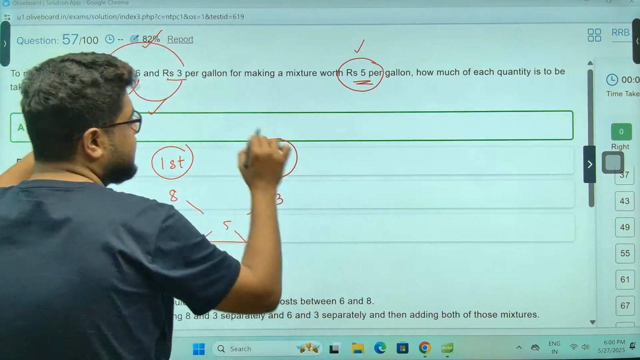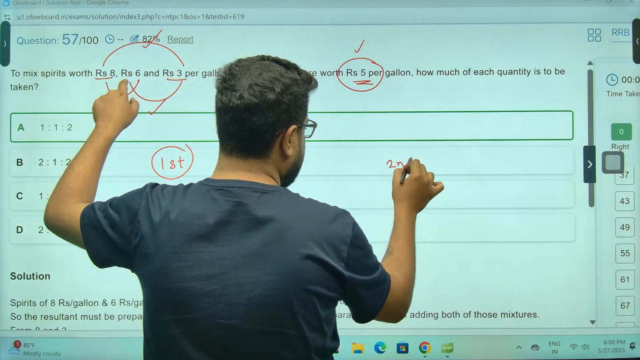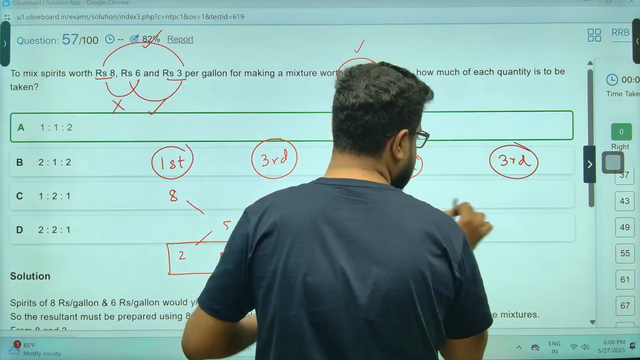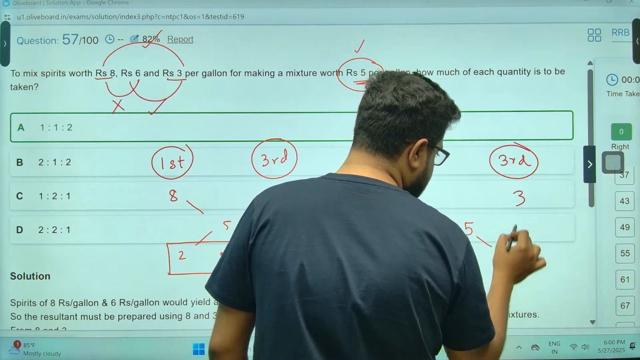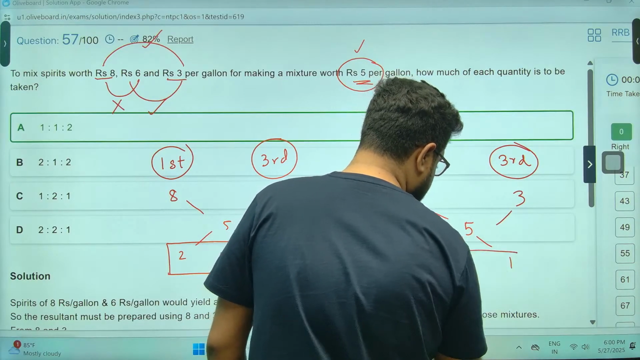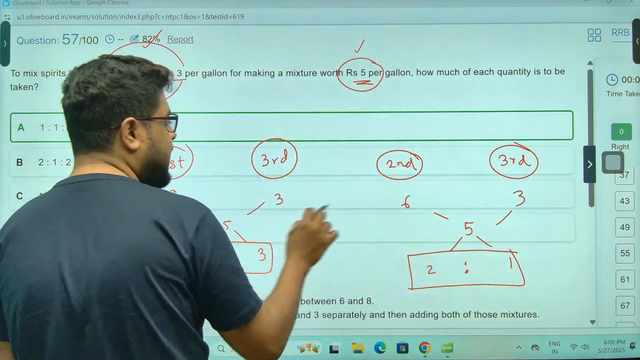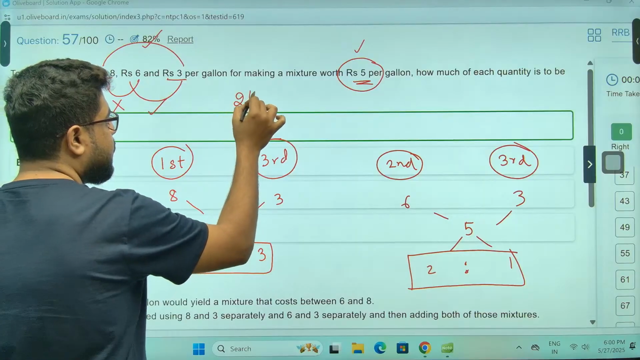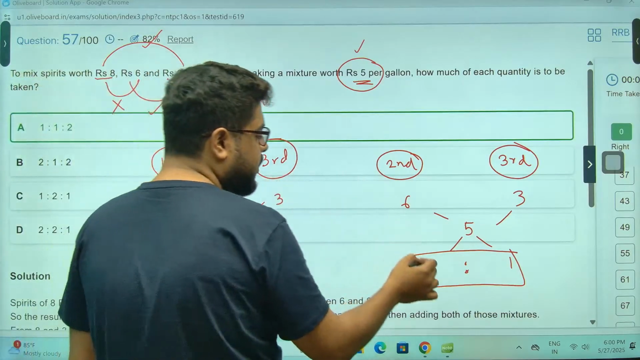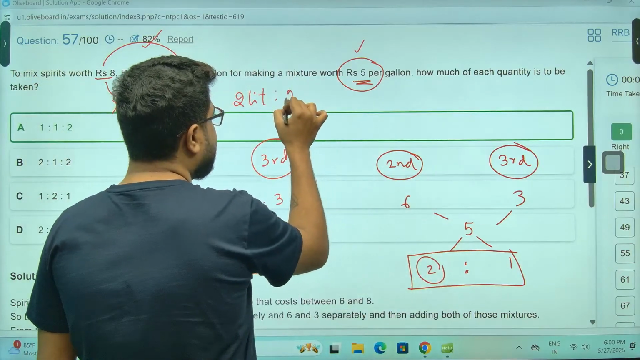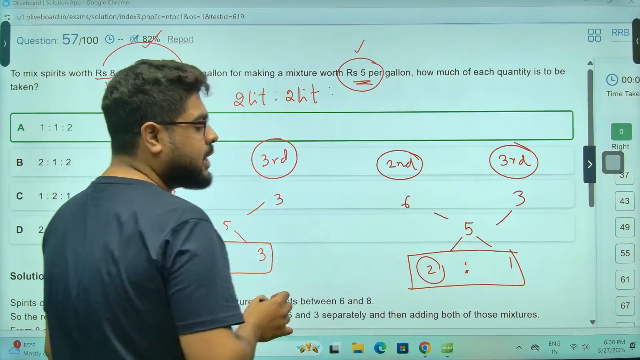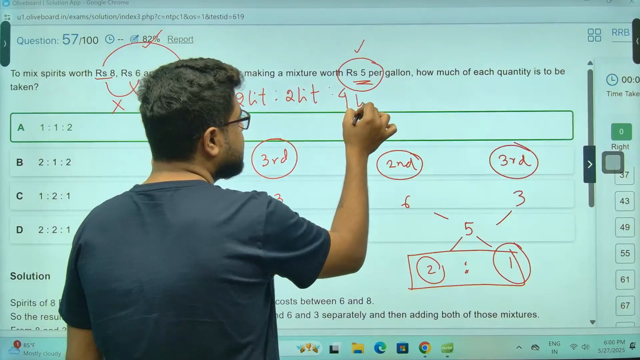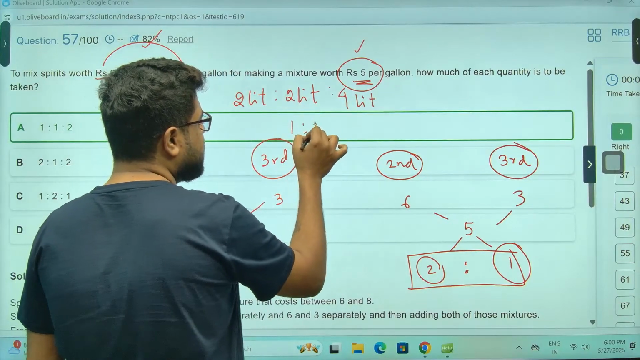Similarly, if you take 6 and 3, 6 is the second mixture, that is the third mixture. Third is common, that is the mistake. 6 here, 3 here, 5. So this is 1, 2, sir. 2:1 ratio. So ultimately, first mixture, how much amount have you taken? 2 liters. Second mixture, how much amount have you taken? 2 liters. Third mixture, how much amount do I need? So 3 liters here and 1 liter here. So totals are 4 liters. So ratio 2:4, that means the ratio is 1:1.